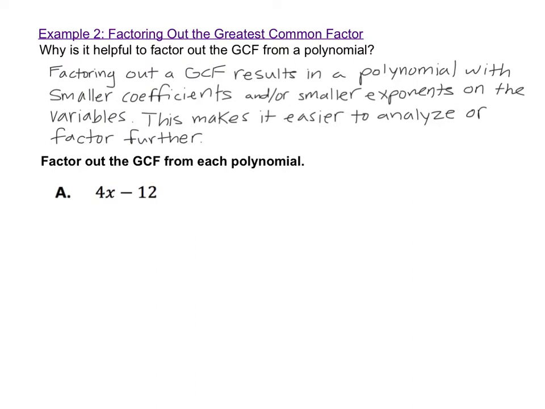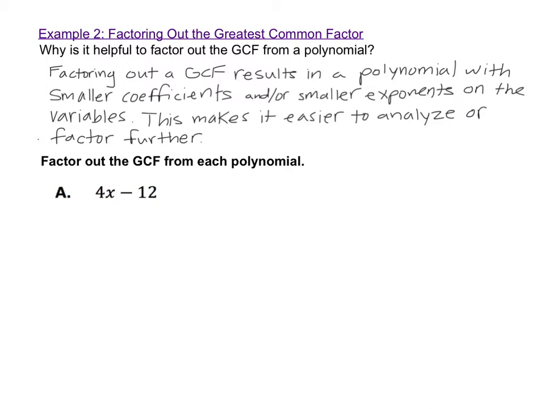So now that we've practiced finding the greatest common factor, we're going to practice using the greatest common factor to factor out a polynomial. Why is it helpful to factor out the greatest common factor from a polynomial? Well, I wrote the answer here, and you can pause your video to copy that down. Basically, when you factor out a greatest common factor from a polynomial, you get a polynomial with either smaller coefficients or smaller exponents on the variable, and this is going to make it easier to analyze or to factor further. The rest of Chapter 7 is going to be all about factoring.